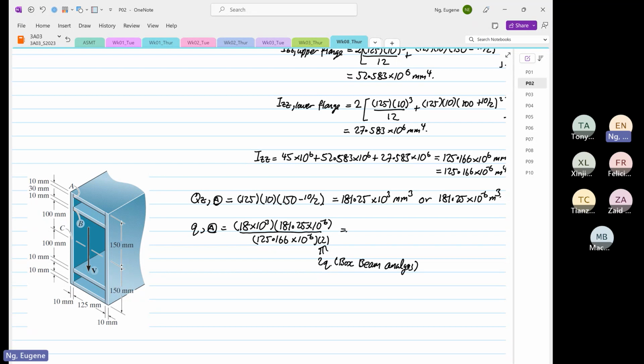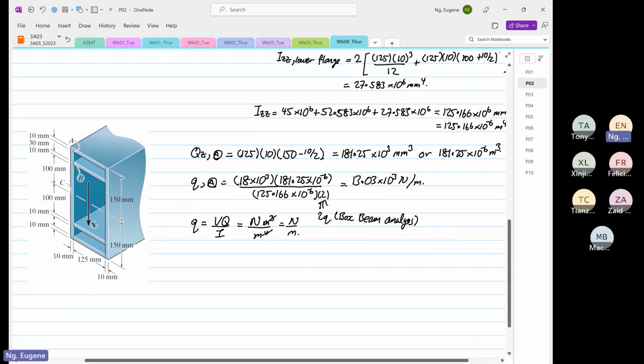Right? If it's a wide flange, you don't need to divide by 2. Okay. So 18 to the power 3 times 181.25 to the power minus 6 divided by 125.166 to the power minus 6 divided by 2 is equal to 13.03 times 10 to the power 3 Newton per meter. Why Newton per meter? Because the formula for shear flow is VQ over I. So if you look at the units, Newton meter cubed over meter to the 4, you cancel this, that's why it's Newton per meter. Okay.